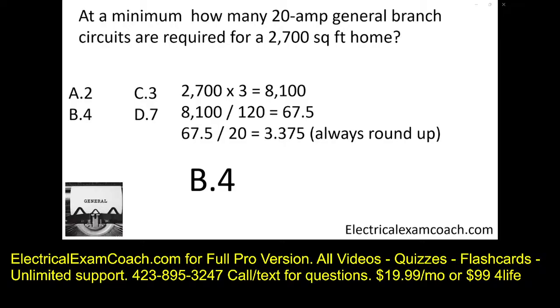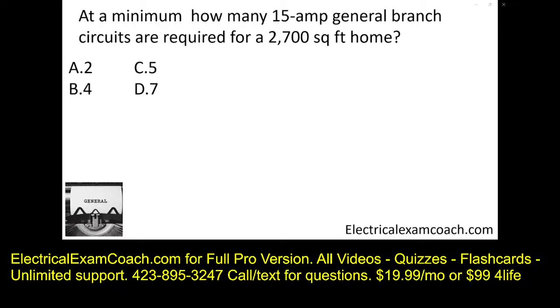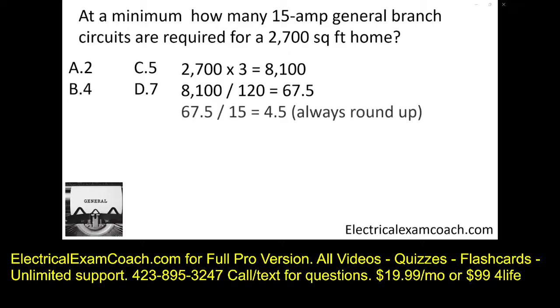Now let's do a 15-amp version. At a minimum, how many 15-amp general branch circuits are required for a 2,700 square foot home? The first thing we're going to do is take our 2,700 and multiply it by 3 VAs per square foot. Then we're going to take that and divide it by 120, which is our circuit voltage. Then we take that remainder there and divide it by the size circuit, and in this case, it's 15 amps. It's going to equal 4.5, and we're always going to round up to 5.